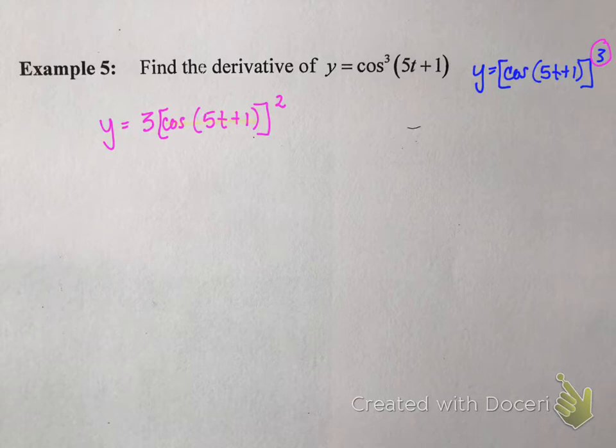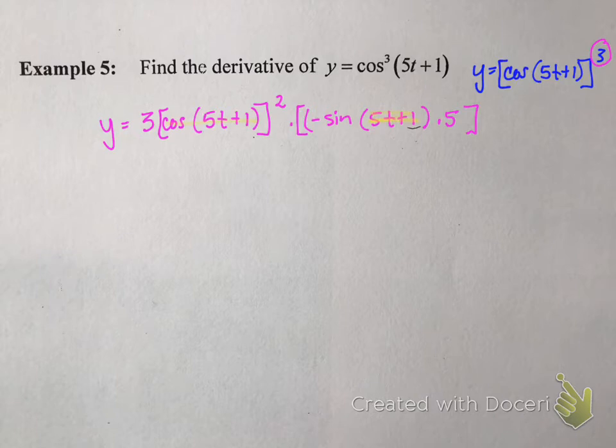So the inside function, I actually have cosine of a binomial. So I have to use the chain rule actually twice because I'm going to have to take care of the outside function cosine first. And if I do that, I get negative sine of 5t plus 1. And then now I have to finalize this by taking the derivative of the very, very inside, which is 5t plus 1. The derivative of 5t is 5, and the derivative of 1 is 0. So I get times 5.